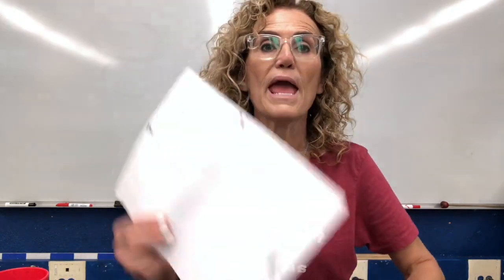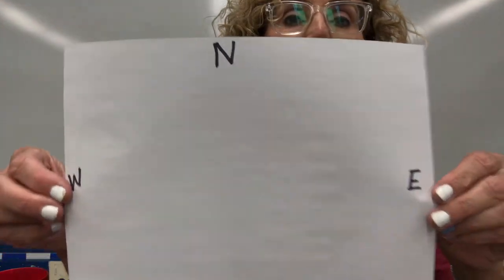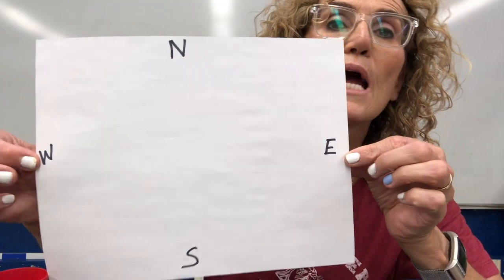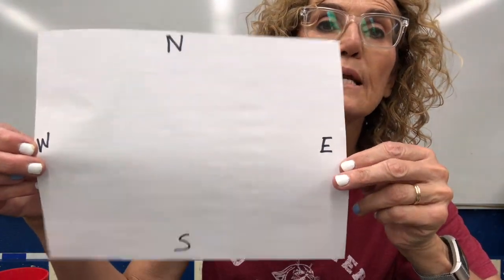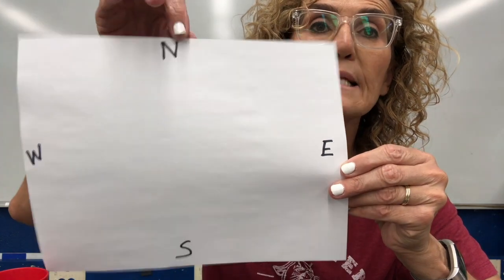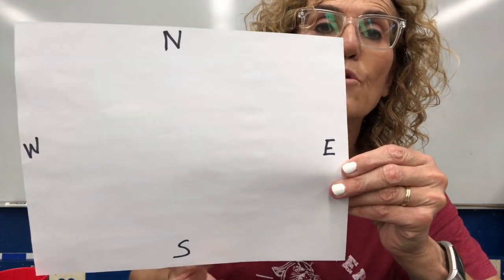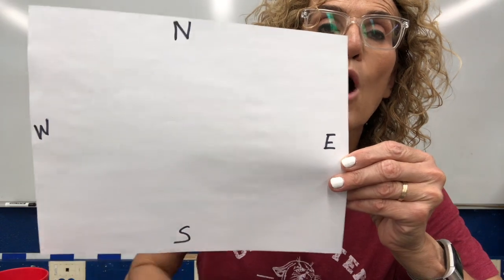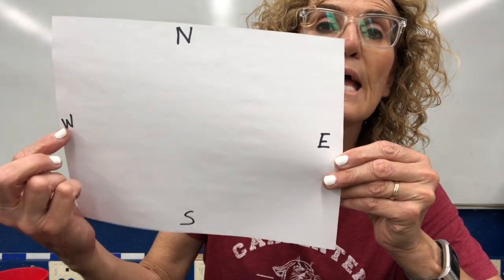And now what I want us to do is I want us to get our flashlight, and I want you to get a glue stick and a piece of paper. And boys and girls, I want you to write on your paper the directions like we did on the paper outside. N stands for north, underneath it is south, over here is east, and west.